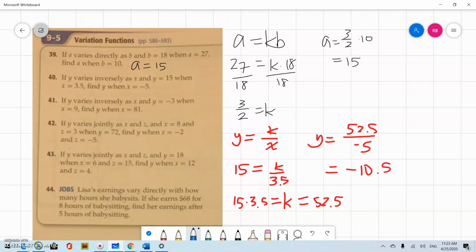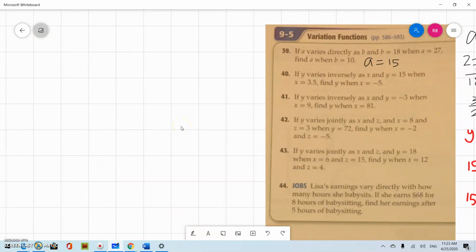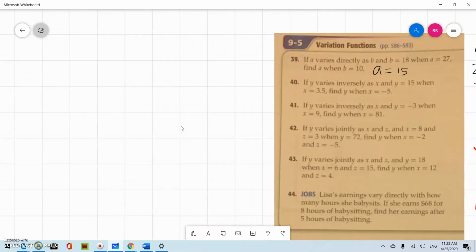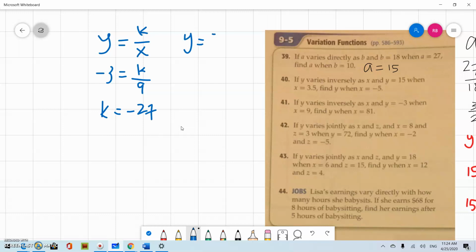Number 41 is another inverse variation. So I'm going to do it on this side. Number 41. If y varies inversely as x, and then y is negative 3, and x is 9, so then k is negative 27. And it's asking you to find y when x is 81. So this one, they're both divisible by 9. So y is equal to negative 3 over 4.